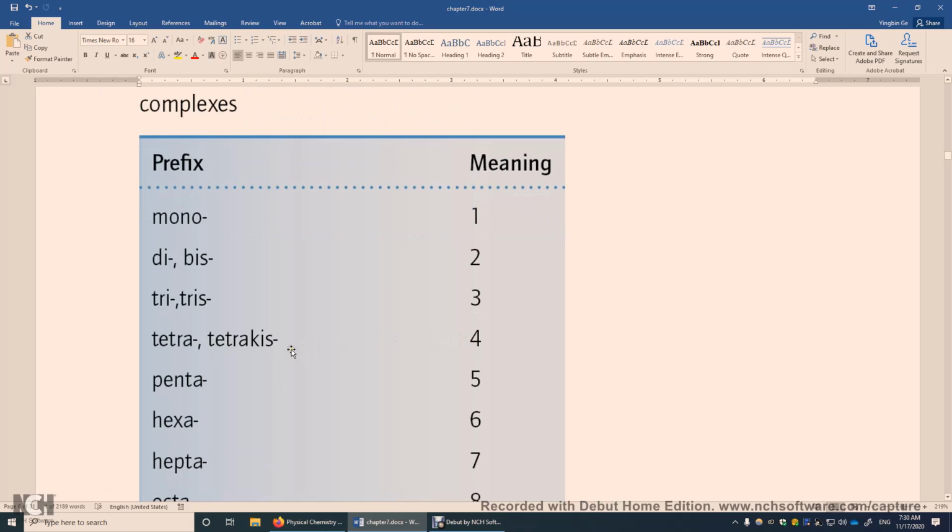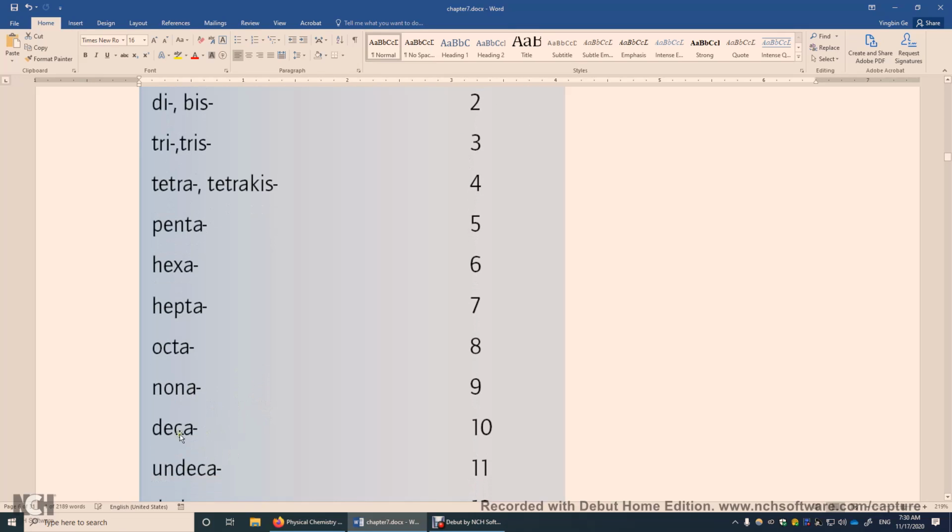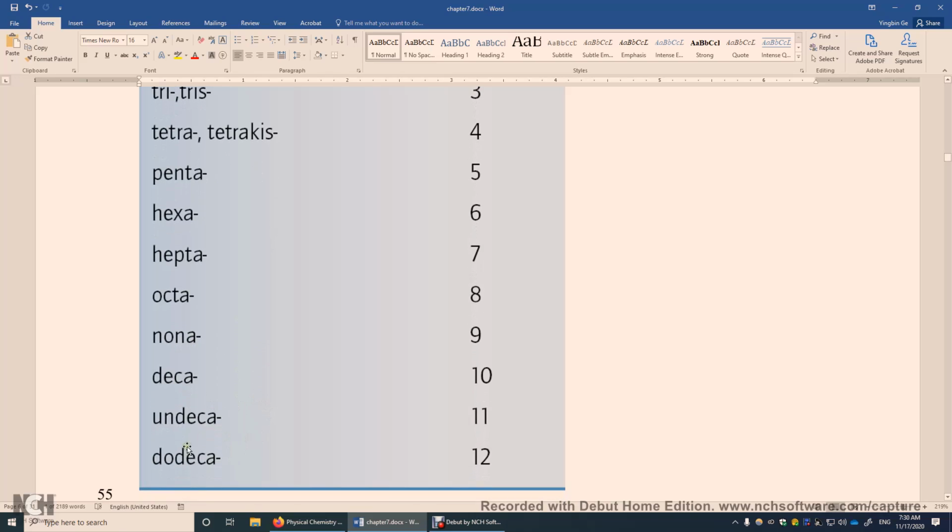4 ligands, tetra or tetrakis. 5 ligands, penta or pentakis. Again, if the ligand name is complex, you have to use pentakis instead of penta. Hexa, hexakis, hepta, heptakis, octa, octakis, nona, nonakis, and then deca, decakis.